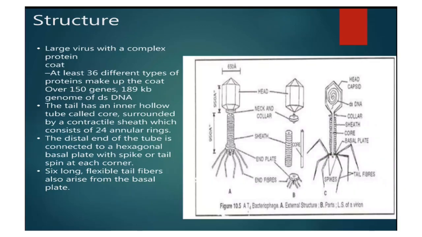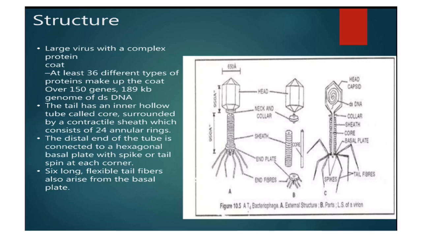Let's see the structure of T4 bacteriophage virus. As said earlier, it is a large virus with a complex protein coat. At least 36 different types of proteins make up the coat. Over 150 genes, 189 kb genome of DNA.